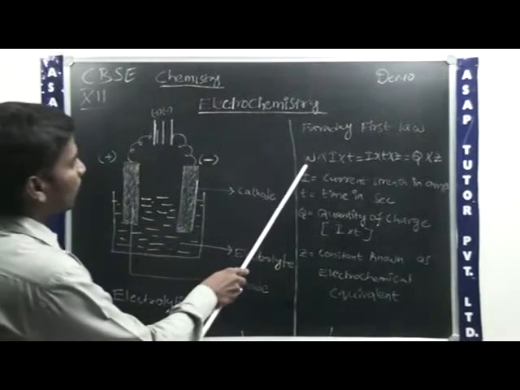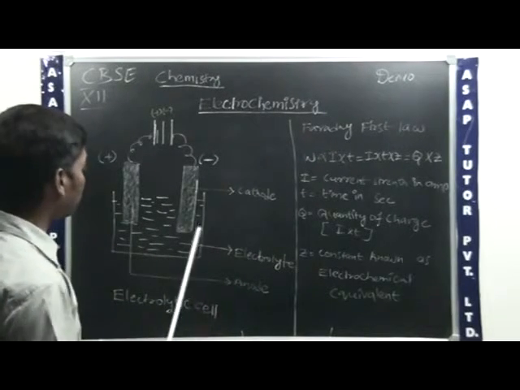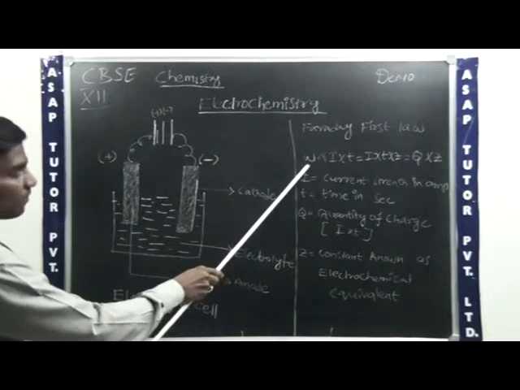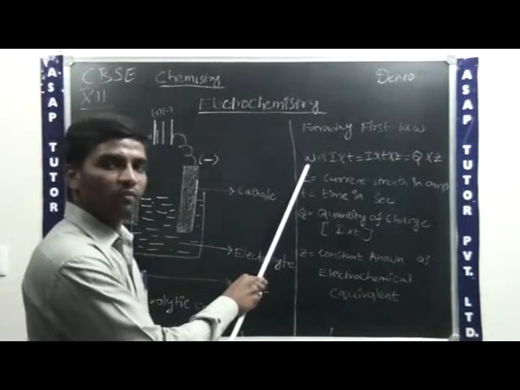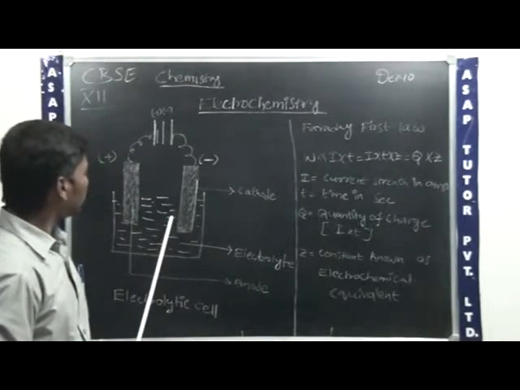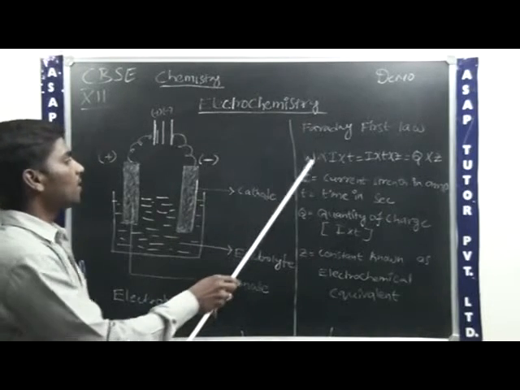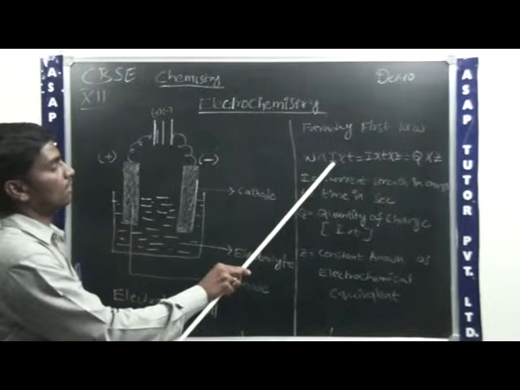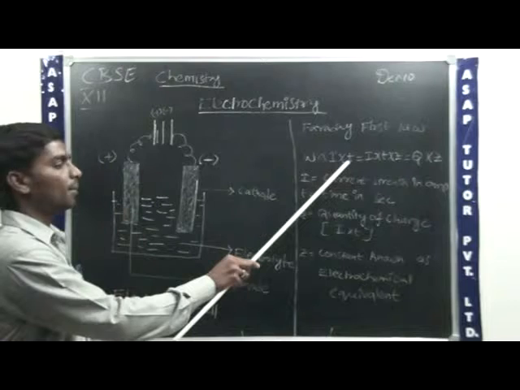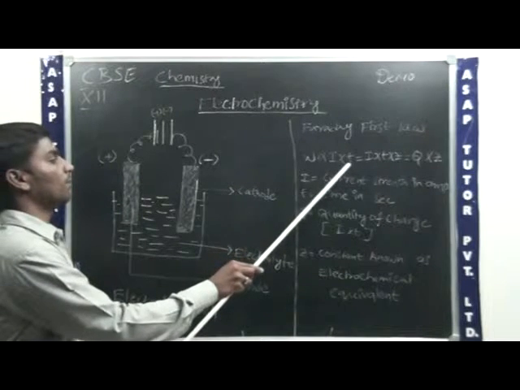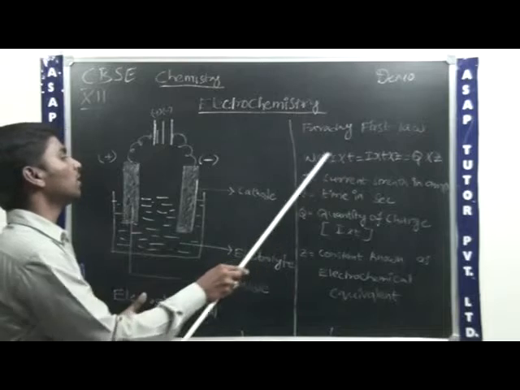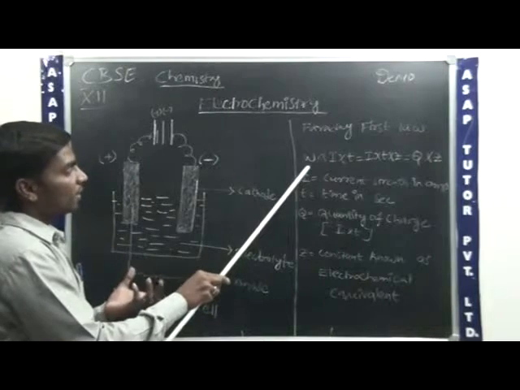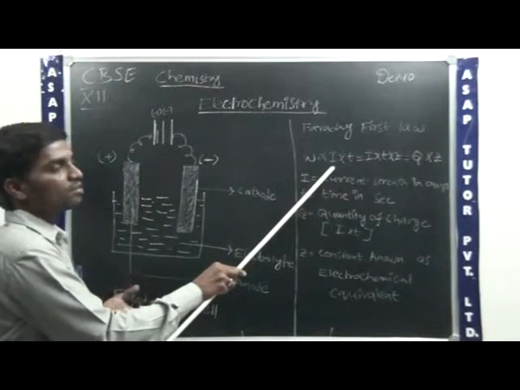W means the deposit of product. W means the deposit of metal or product. It is proportional to the strength of current in the presence of time. That means the quantity of current: the more current given, the more the metal is deposited. When more metal is deposited, more current has been taken.